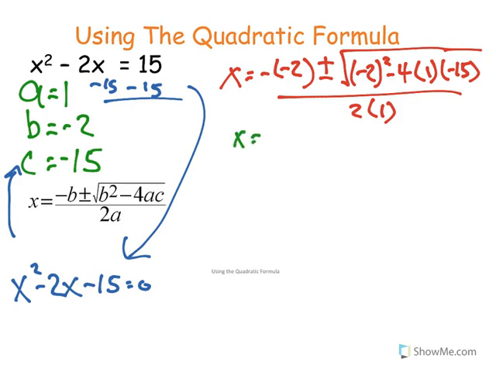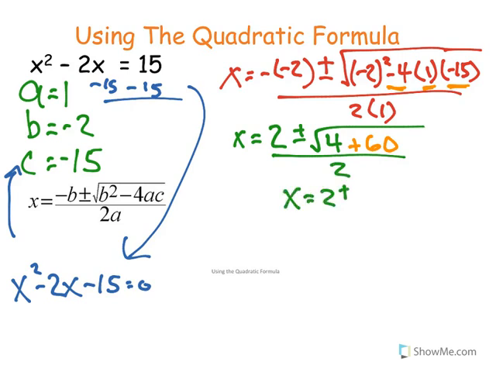So I've got x is equal to negative negative 2, which is positive 2, right? Plus minus square root of negative 2 squared, which again, make sure you got the parentheses there, so that should be 4. And again, I keep stressing how careful we have to be with this part, because this is where people make mistakes, and then everything that follows ends up being incorrect. So I've got negative 4 times 1 is negative 4. Negative 4 times negative 15 is positive 60. And this is all divided by 2 times 1, which is 2.